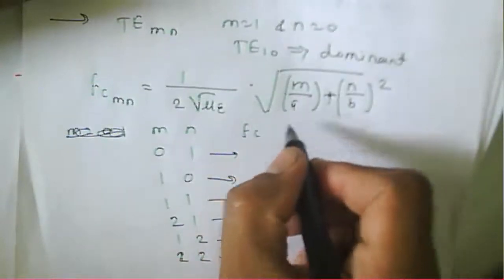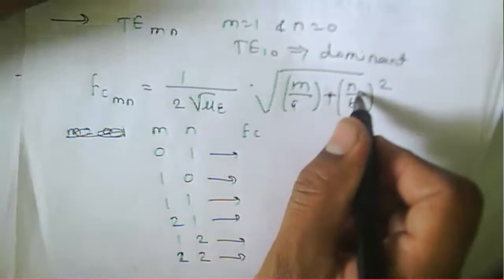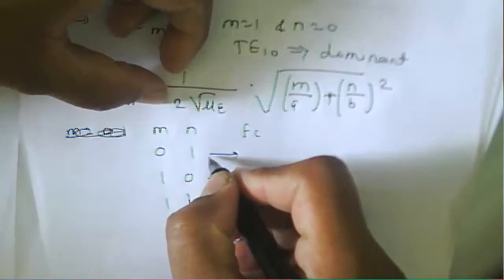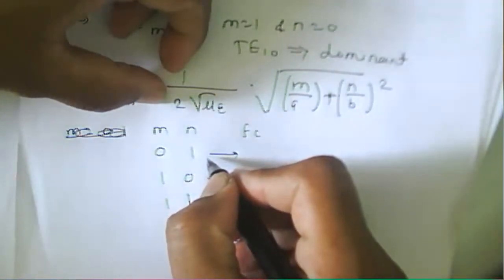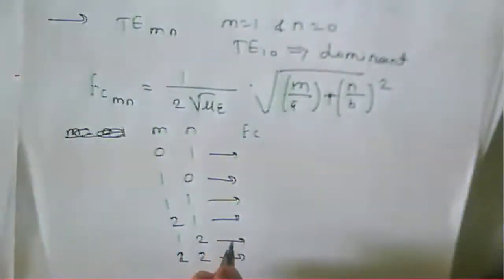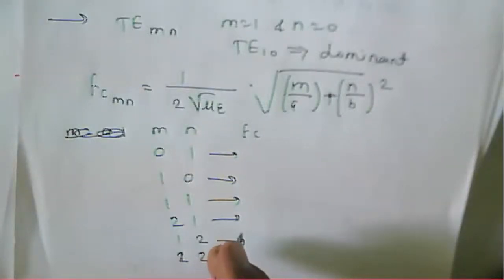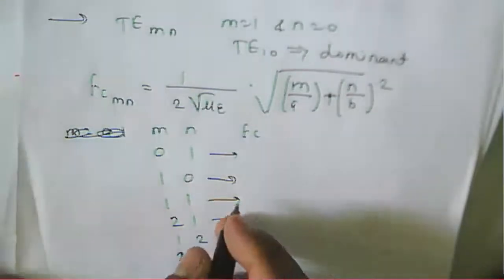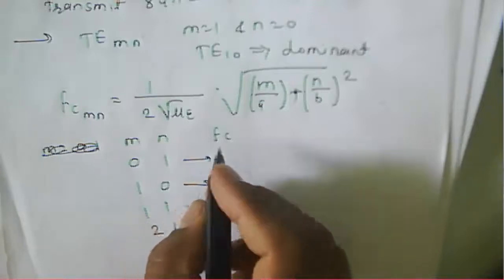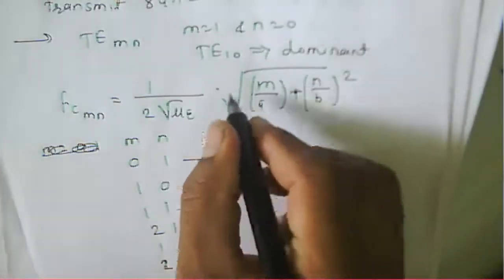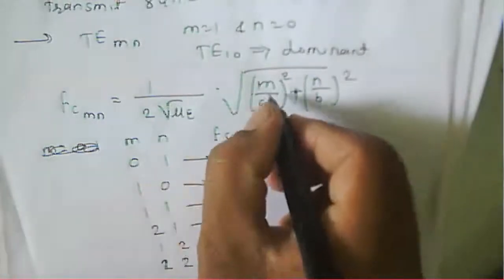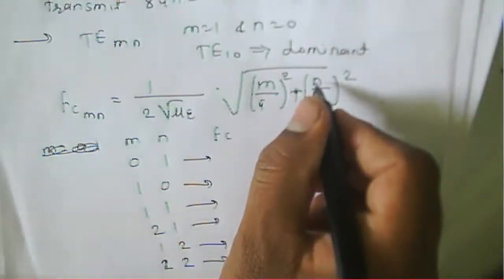this is your cutoff frequency formula. If you put m equal to 0 and n equal to 1, you will get fc for the 0, 1 value directly. So we can solve it for fc01 and fc10, and you write down the values of whatever cutoff frequencies we are getting. If you solve it for fc10, m is equal to 1 and n will be 0. That is your formula for this. If you solve it for 0, 1, m is equal to 0 and n will be 1, and you will get that cutoff frequency.